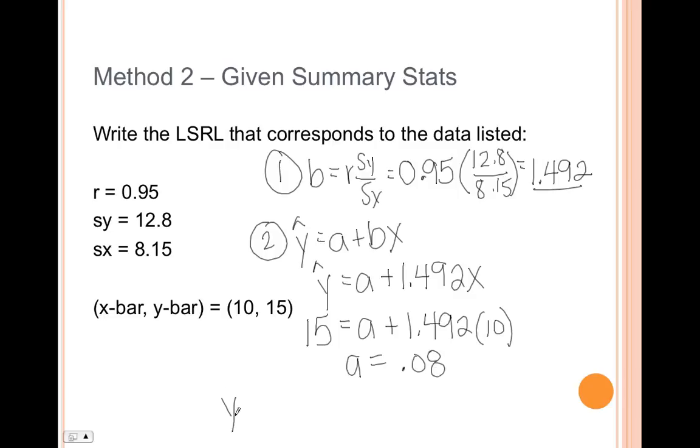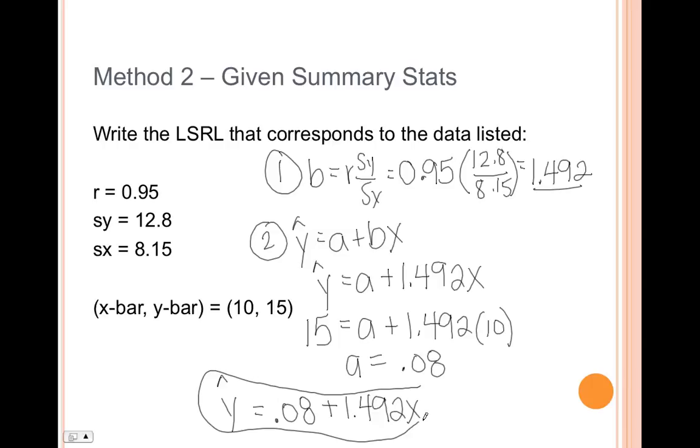So my final answer is y hat is equal to 0.08 plus 1.492x. And that is my answer. So that's the second method. The first method is given the data, you find the equation of the least squares regression line in the calculator. The second is given the summary statistics, you do algebra.